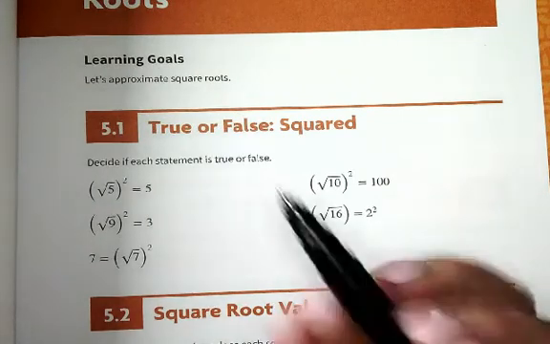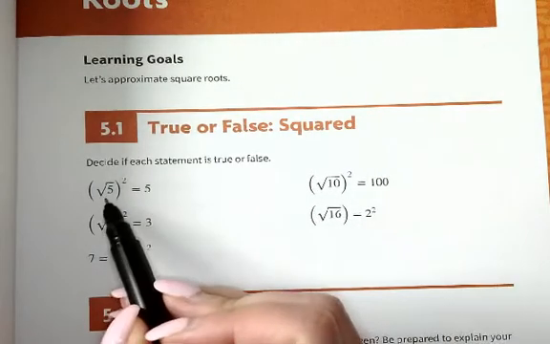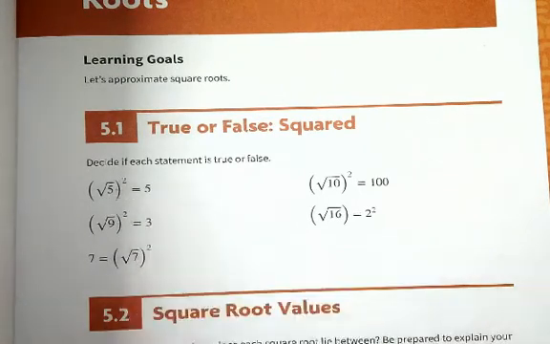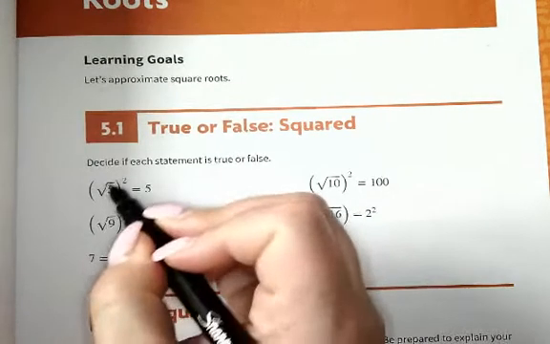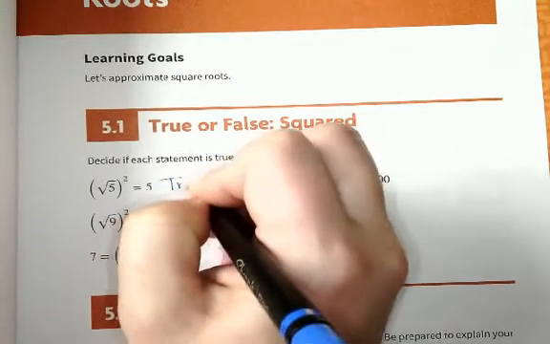It says to decide whether each statement is true or false. Now, this is the square root of 5, squared. We're taking a square root and we're squaring it. So when we do that, the square root symbol comes off and it is equal to 5. So that one is true.